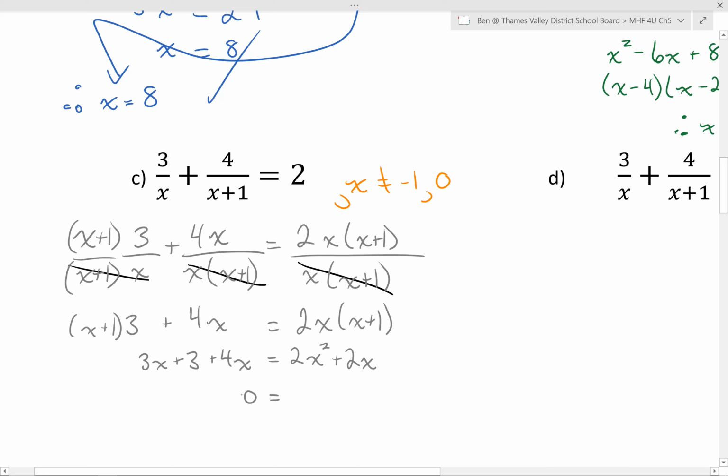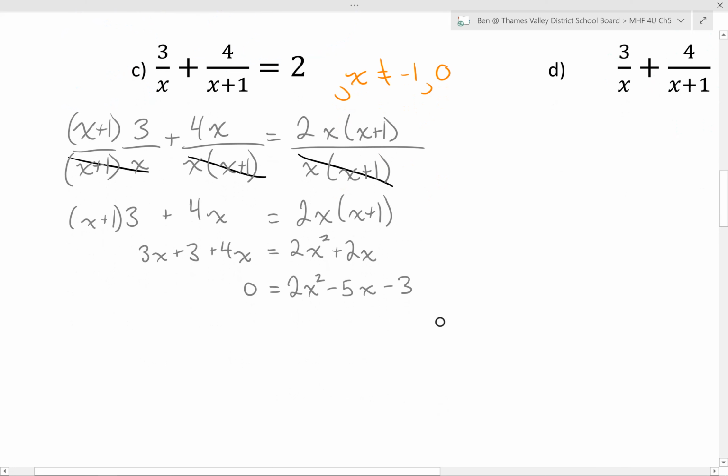I'll collect all of my terms on the right-hand side. You should be able to solve the rest of this on your own. That is 2x squared plus 2x minus 7x, so that's minus 5x minus 3. Now we can see right away we can factor this using, again, our grade 10 skills. We do not need to use the quadratic formula here.